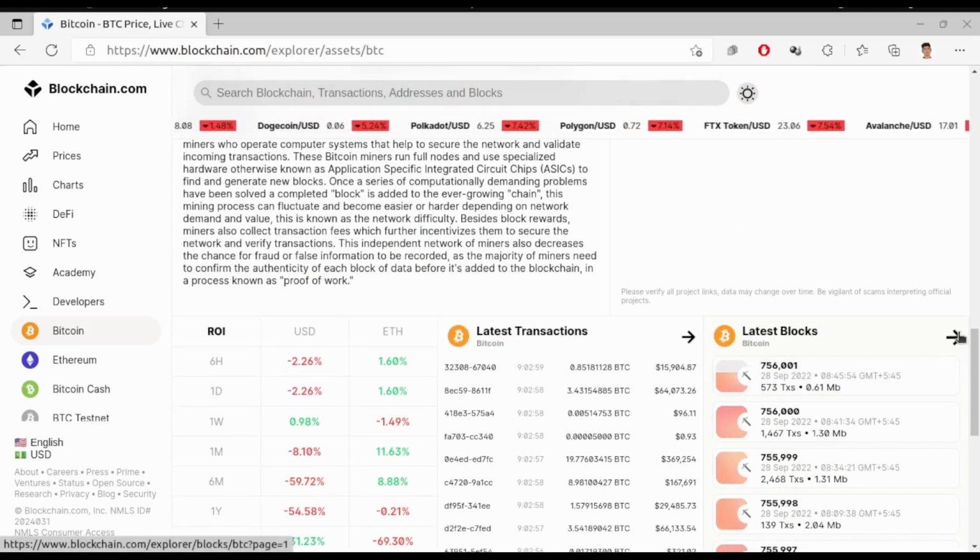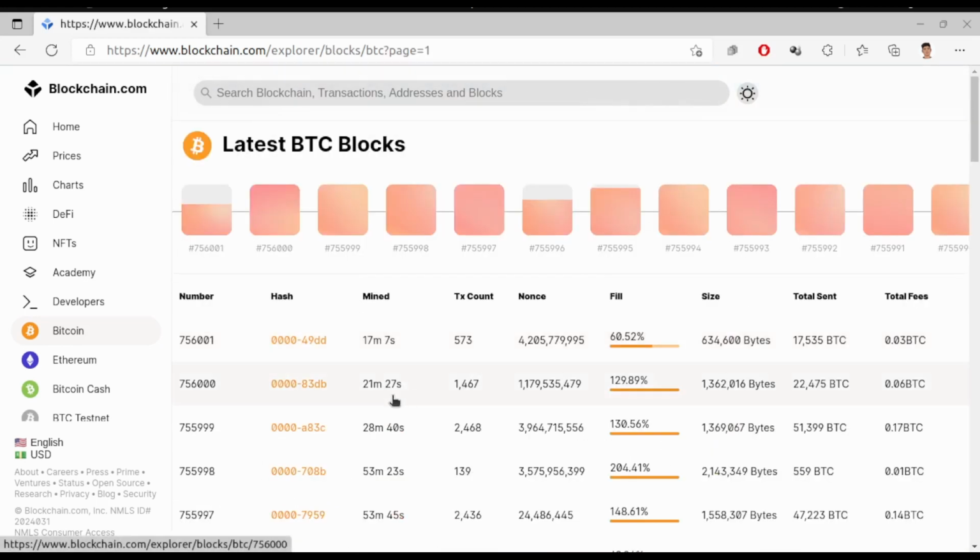We'll look at the blocks. So this is the latest block, 756,001. It was mined 17 minutes and 7 seconds ago. You can also see other information about this block: transaction count, nonce, size, total chain, and total fees.